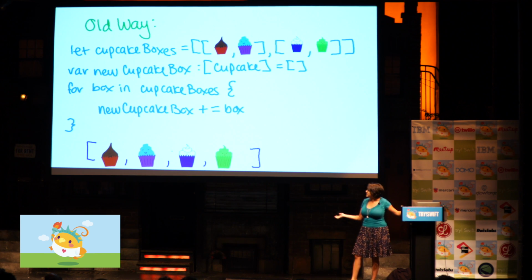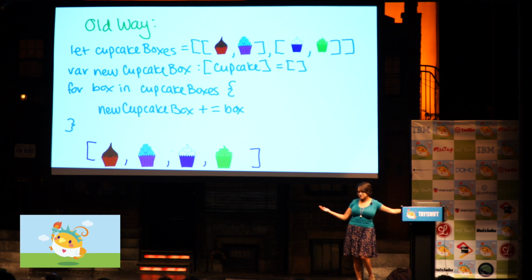The old way of doing that, if you had nested arrays, you would have to do a for loop over the arrays, and then add each into a new array to combine them. So this is nicer in that it's a one-liner.